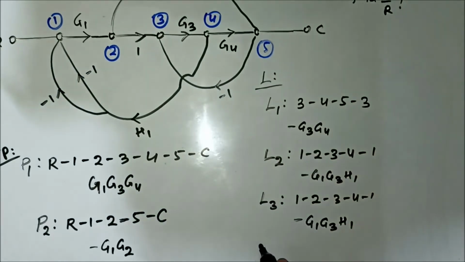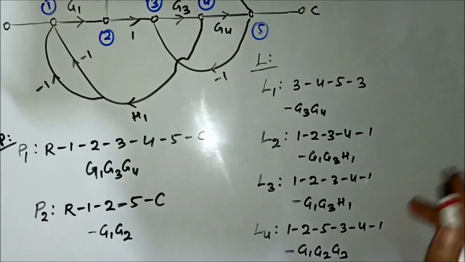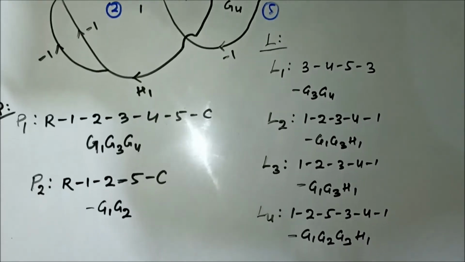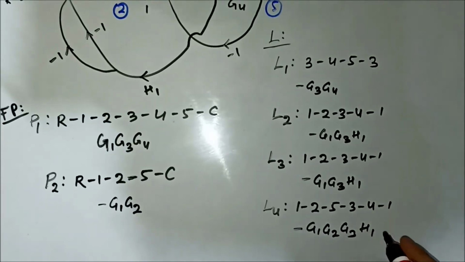So L4 is 1 to 2 to 5 to 3 to 4 to 1, and the gain is minus G1, G2, G3, H1. Again there will be L5, which will be the same thing, 1, 2, 5, 3, 4, 1, and again the gain will be minus G1, G2, G3, H1.